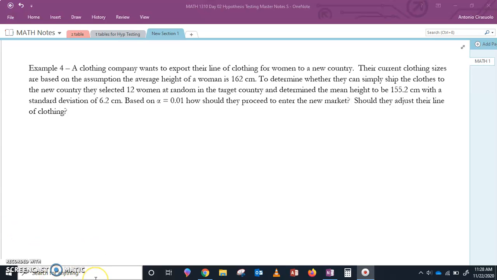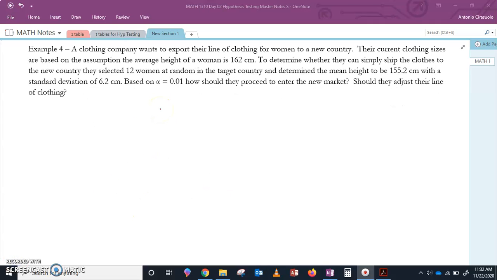So this example states, a clothing company wants to export their line of clothing for women to a new country. Their current clothing sizes are based on the assumption the average height of a woman is 162 centimeters. To determine whether they can simply ship the clothes to the new country, they selected 12 women at random in the target country and determined the mean height to be 155.2 centimeters with a standard deviation of 6.2 centimeters. Based on alpha equal 0.01, should they proceed to enter the new market? Should they adjust their clothing line?